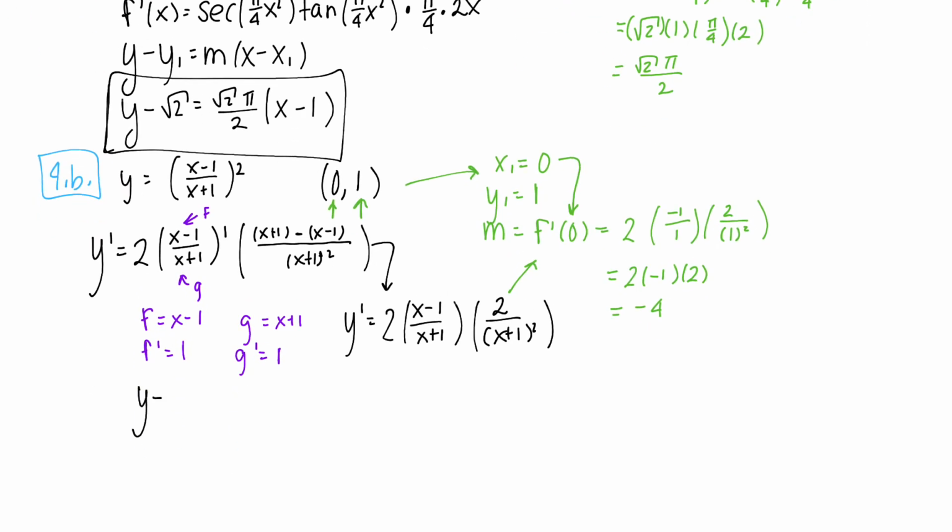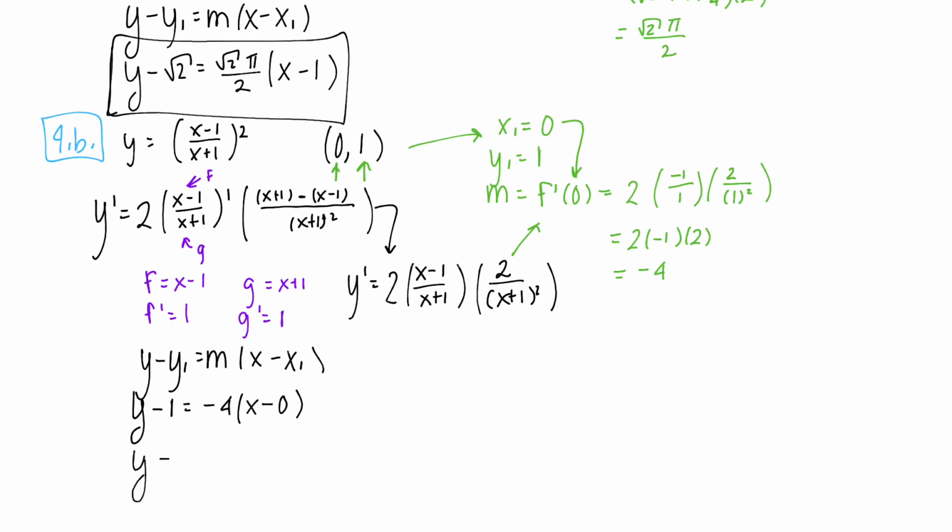Altogether, y minus y1 equals m times x minus x1. y1 is 1, m is -4, x1 is 0. So this becomes -4x plus 1. And that one's easy to solve for y, so I don't mind doing that.